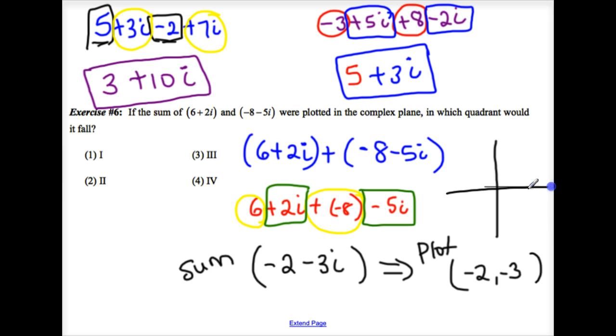I have a grid, just like you would, with your positives and your negatives. So I want to plot -2, -3, which would be somewhere here. And what quadrant is that? Remember, we talked about quadrants. This is quadrant 1, quadrant 2, quadrant 3, quadrant 4. So this actually falls into quadrant 3, which is choice number 3.